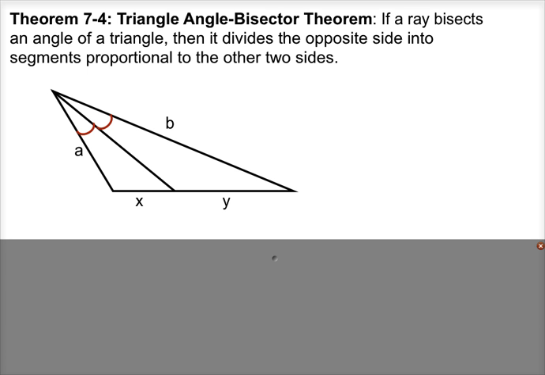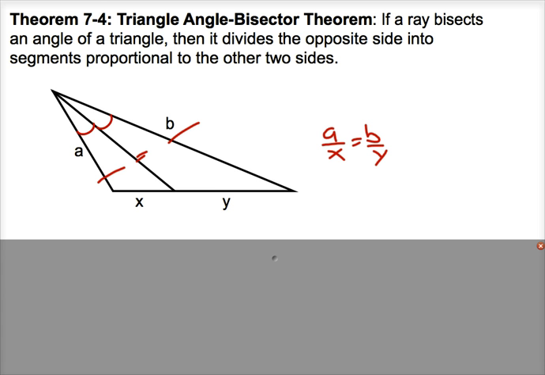Theorem 7-4, triangle angle bisector theorem. If a ray bisects an angle of a triangle, then it divides the opposite sides into segments proportional to the other two sides. So looking at this, I again look at it and see the proportion in here. I'm going to get the proportion a over x equals b over y. So just looking right at the figure even helps you set it up.